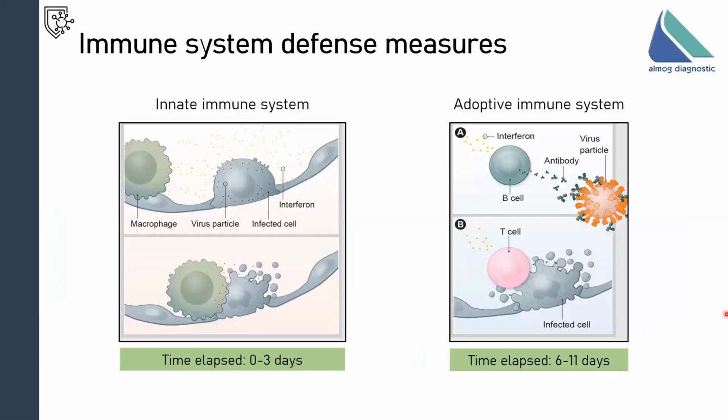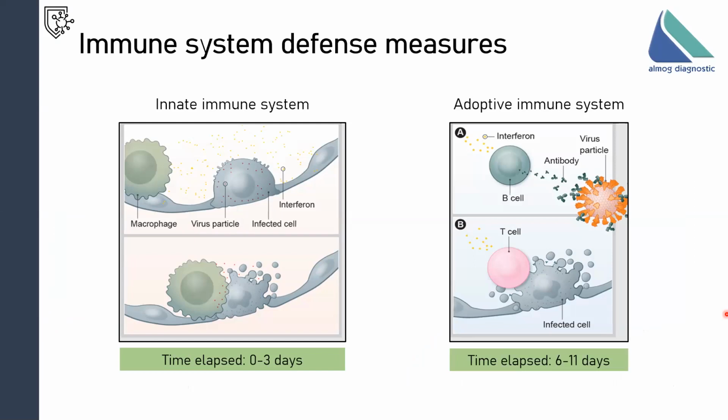Okay, so this is only one slide, only one introduction for the immune system defense measures. We have the innate immune system and we have the adaptive one. Both are going to work together. So when the infection begins, the innate immune system tries immediately to protect the host cells. The adaptive immune system gears up for a greater response.